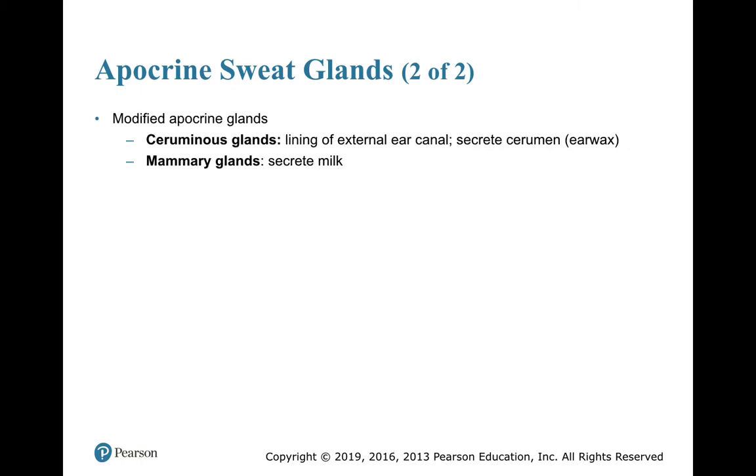There are some modified apocrine glands. The ceruminous glands are in the external ear. They secrete cerumen, which is earwax, and mammary glands are also modified apocrine sweat glands. They secrete milk, baby's milk.